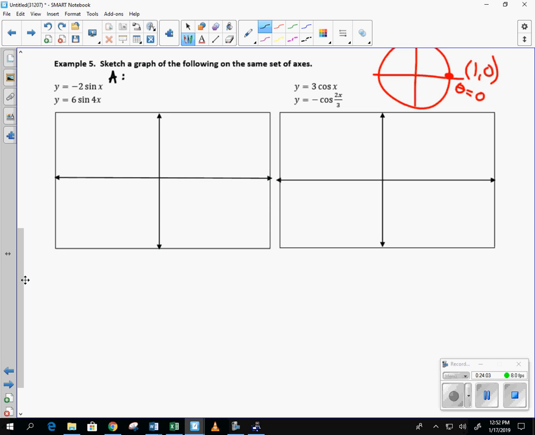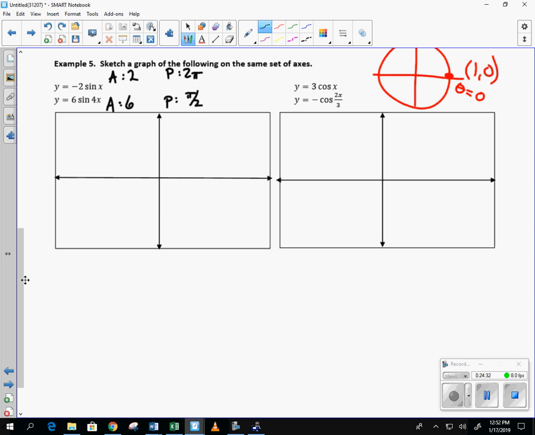So we're going to list the amplitude, which is 2, and the period, which is 2 pi. Hey, sounds like everybody knows what they're doing. I'll look at the bottom one. The amplitude is 6, and the period is pi over 2, because I take 2 pi over 4, which is pi over 2. Awesome. Now I need to make both of these fit on the same axes.